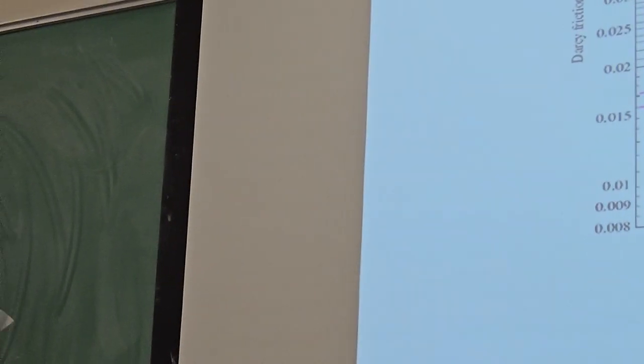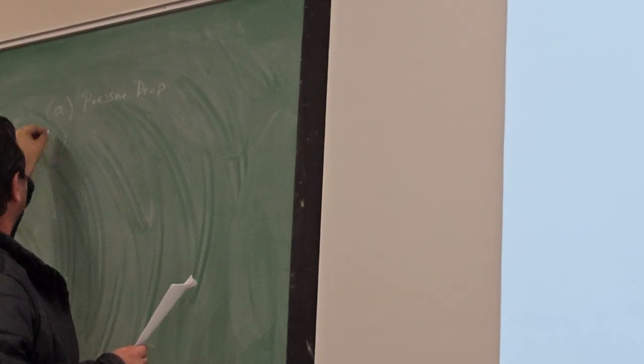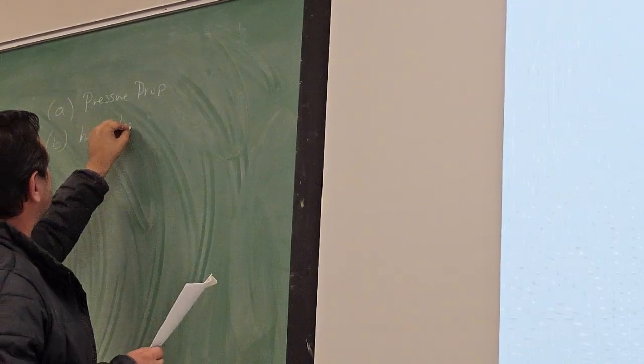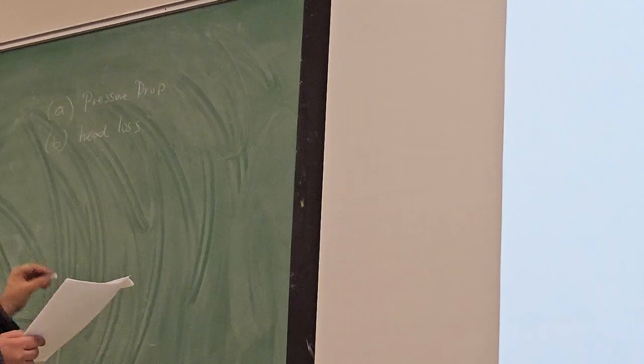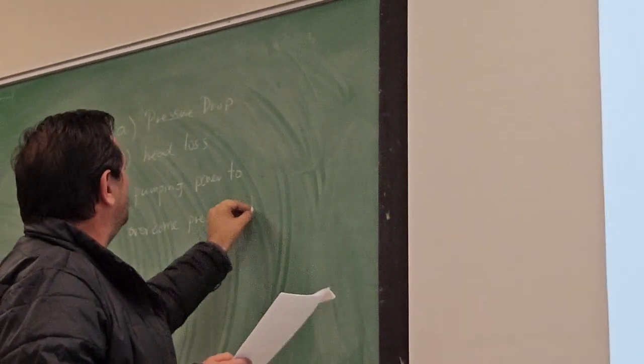Okay, pressure drop. Head loss. Actually, I will find head loss first, to be honest with you, and then pressure drop. And pumping power to overcome pressure drop. I care mainly for the first two, but okay, the third one is also just a formula for the power and some conversion. Pumping power to overcome. So we need the pressure drop in the pipe, the head loss in the pipe, and the pumping power.